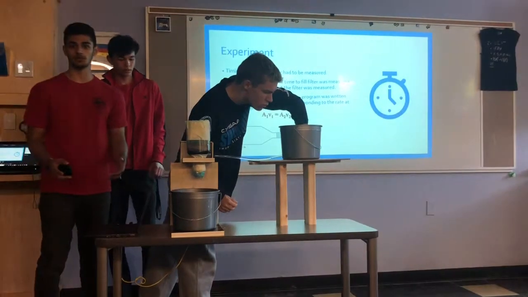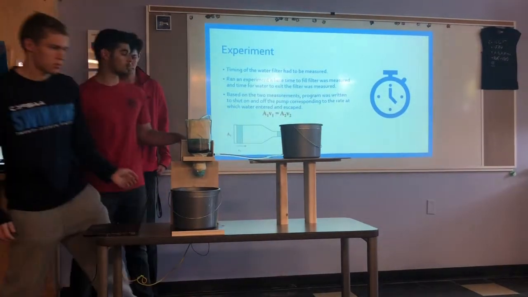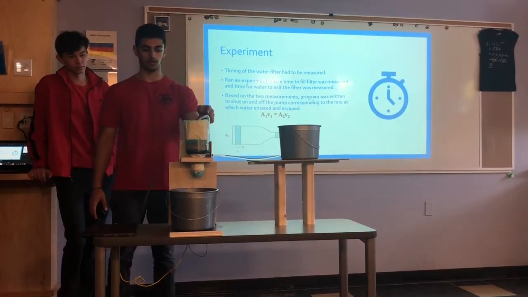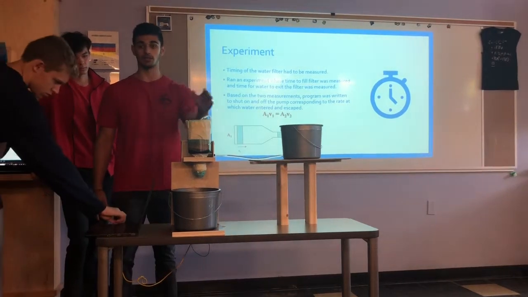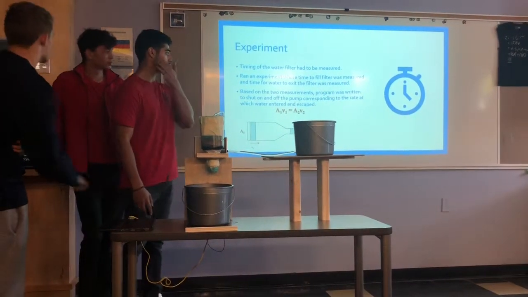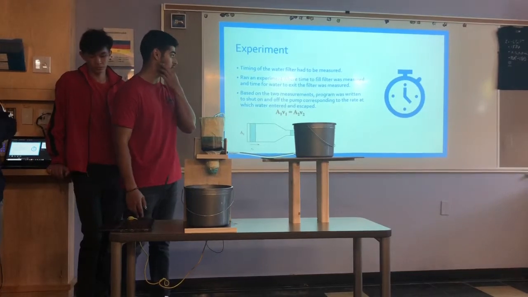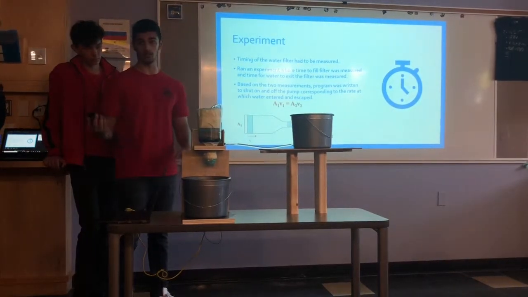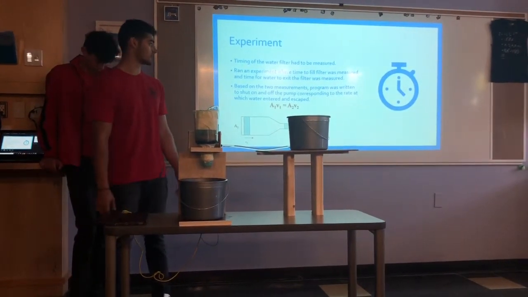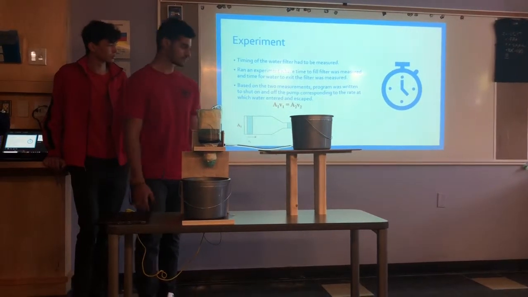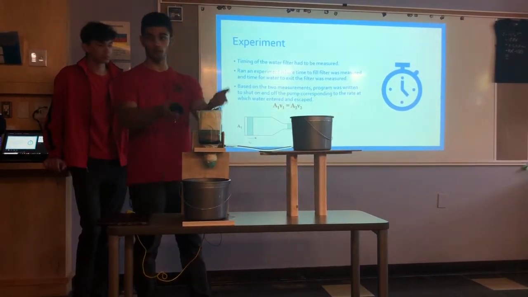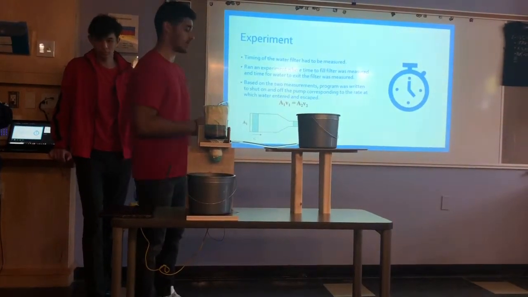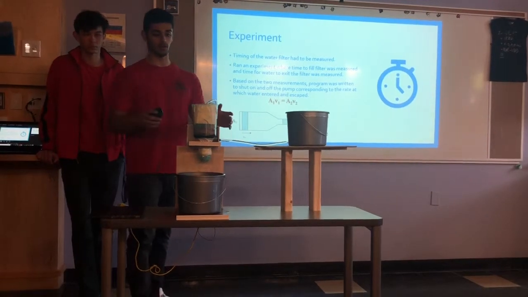So that experiment that we talked about a little bit earlier, I'm going to delve into that a little bit. What we were looking at is the timing of the water filter: the amount of water it would take to fill up this chamber here, and making sure that it would not overflow. We ran an experiment where the time to fill the filter was measured and the time for the water to exit the filter was also measured. Based on these two measurements, a program was written, as Matthew explained, to switch the pump on and off corresponding to the rate at which water entered and escaped. The overflow was a big issue that we incurred during the design, so we had to account for that.